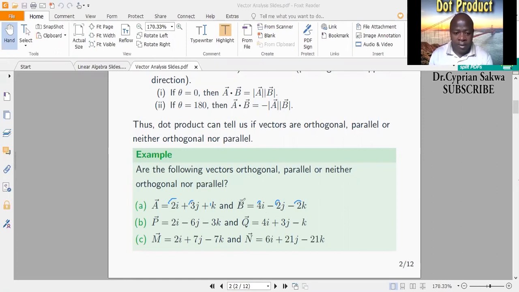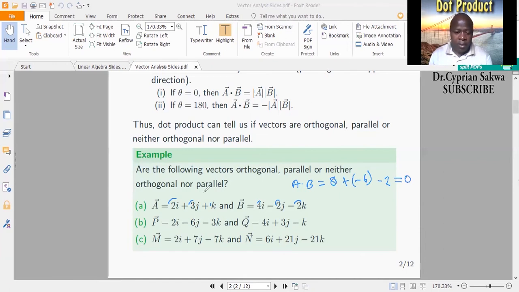Just multiply the coefficients. So the dot product of A and B, A dot B, would be just 2 times 4, which is 8, plus 3 times negative 2, which is negative 6, plus 1 times negative 2, which is negative 2. And you can see this is 0. So that means these two vectors here are orthogonal, or they're perpendicular to each other.